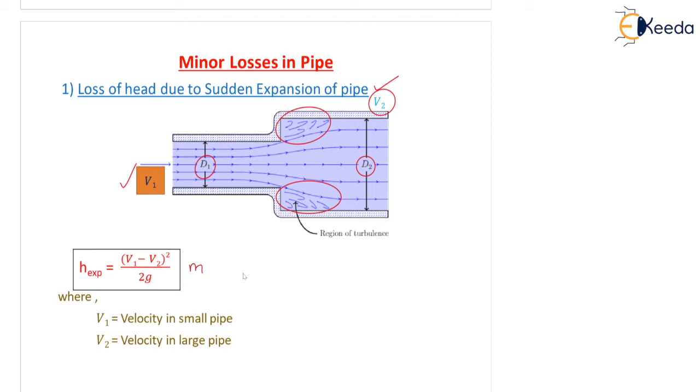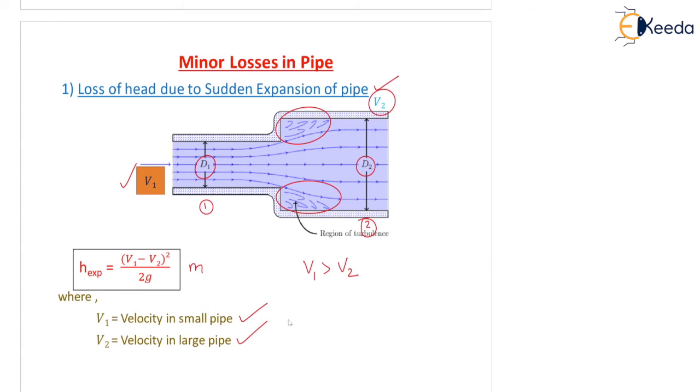Now the question is, which one is greater, V1 or V2? Here V1 is greater than V2 because area is less here. Correct? Area at section 1 is less. So your velocity will be more here compared to the velocity at section 2. So V1 greater than V2. So (V1 minus V2) whole square by 2g in meter. What is V1? Velocity in small pipe. That means velocity in pipe having smaller diameter, and V2 is the velocity of the flow in the large pipe, I mean in the pipe whose diameter is large.